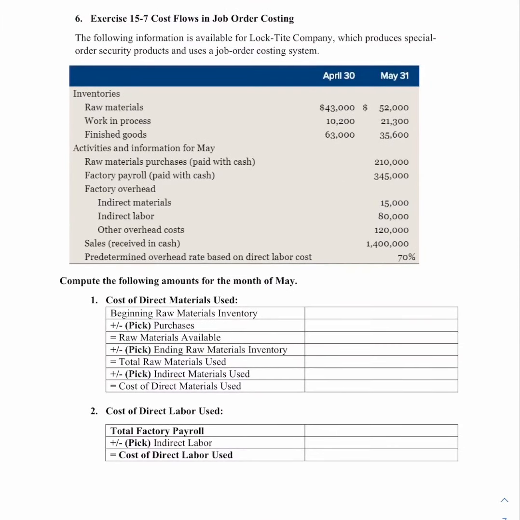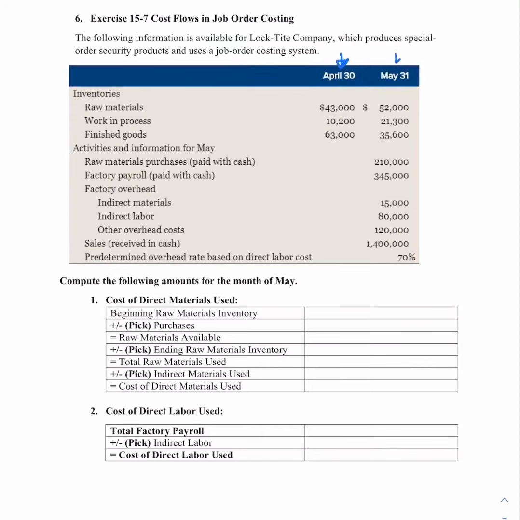So here for number 6, what we're going to do is look at cost flows in job order costing. So here I've given you a lot more information. We're going to see if you know how to pick through it, find the information you need, and pull out the information that has been requested. So that's how we're going to go through this question.